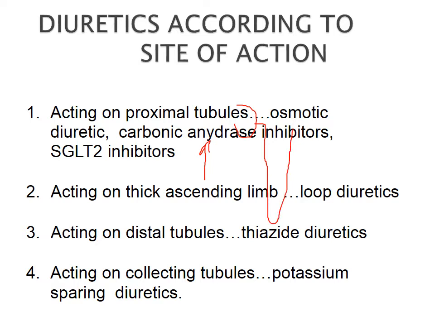So, if this is the nephron, the loop diuretics act on this part, that is the thick ascending loop. As its name indicates, it ascends, so loop diuretics act on this part. Now there are other diuretics that act on the distal tubule. The distal tubule is where the thiazide diuretics act, and the remaining part is the collecting tubules. Here the potassium sparing and other diuretics usually work.